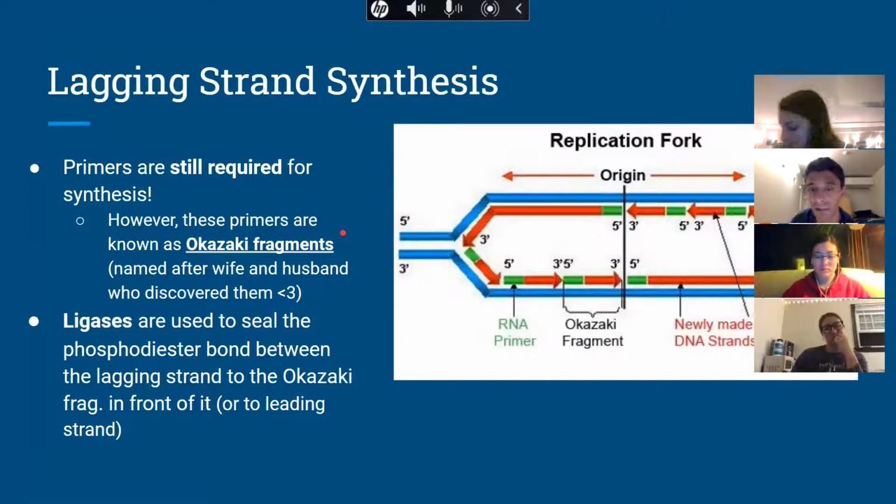Those fragments that you can see in green, right there at the line where it says origin, in the 5' to 3' direction, that one green primer before it goes into the main leading strand is just the regular primer. But the primers before that one are called Okazaki fragments, because of the power couple that discovered them.